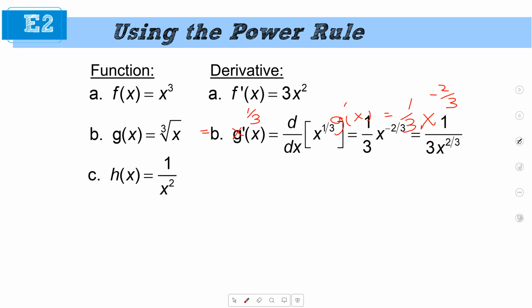What will we do? Faith, any ideas? Not to put you on the spot or anything. Since x squared is on the denominator, can it be x to the -2 power?